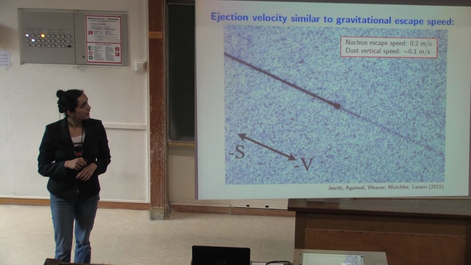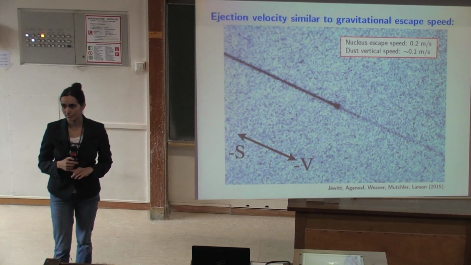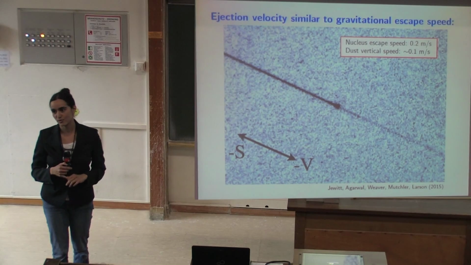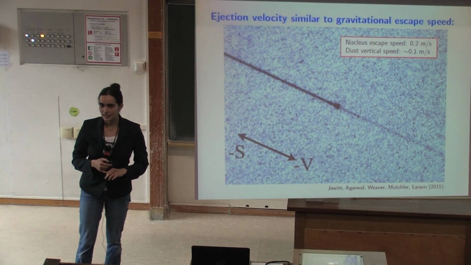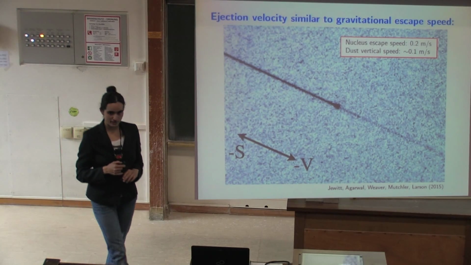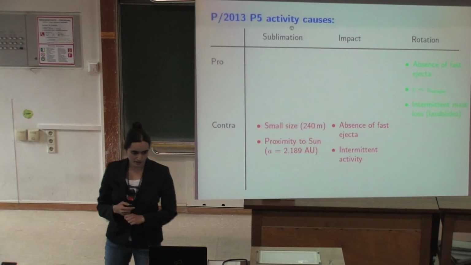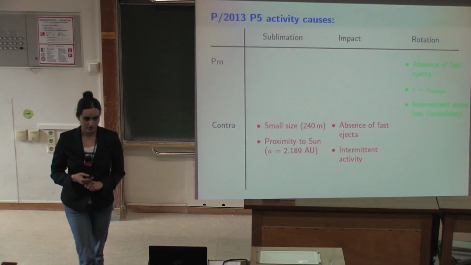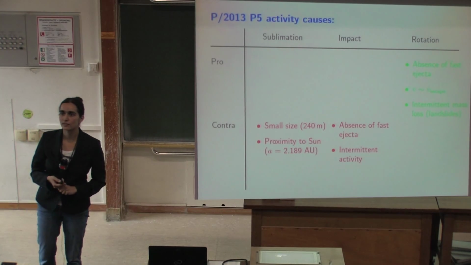And again, we find speeds on the order of 0.1 meter per second, which is below the escape speed from the nucleus. The nucleus is a bit larger, it's 240 meters. And again, we find these velocities that are very similar to the escape speed from the nucleus. So the question is the same: what caused this activity?